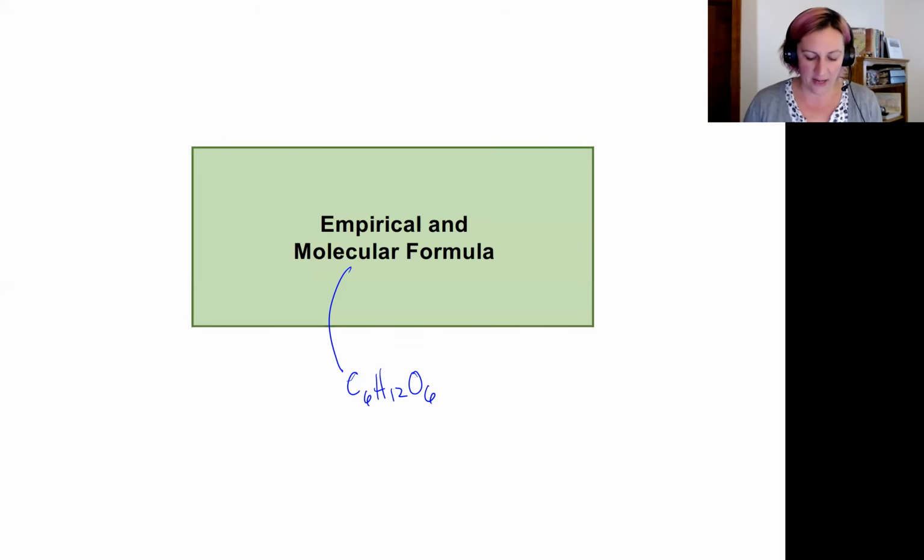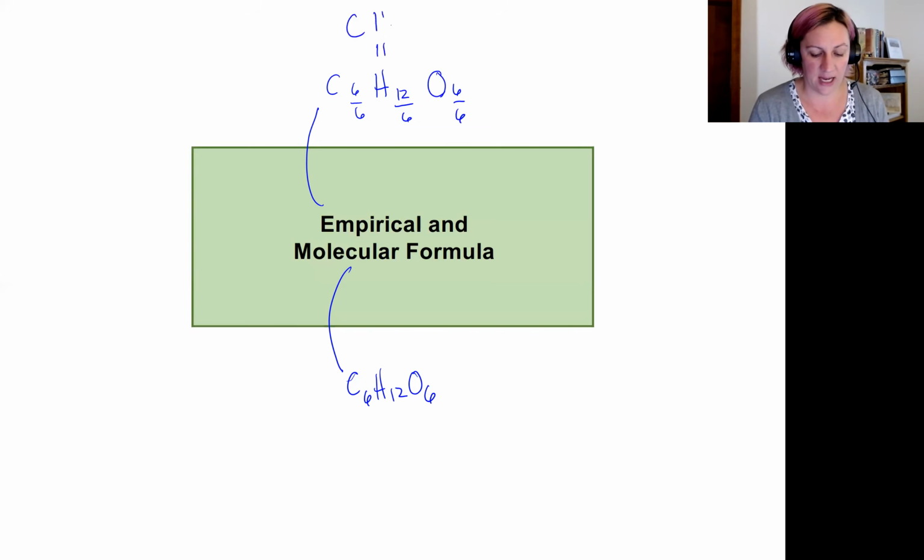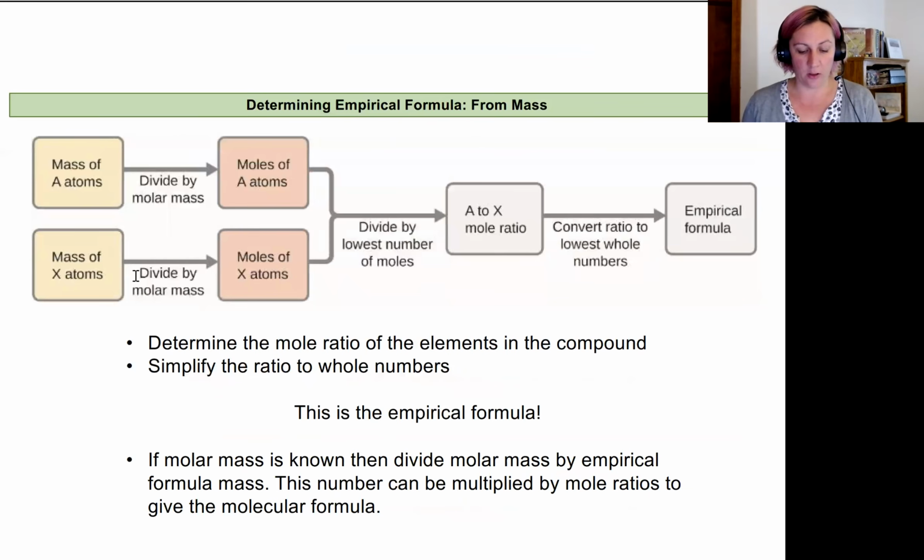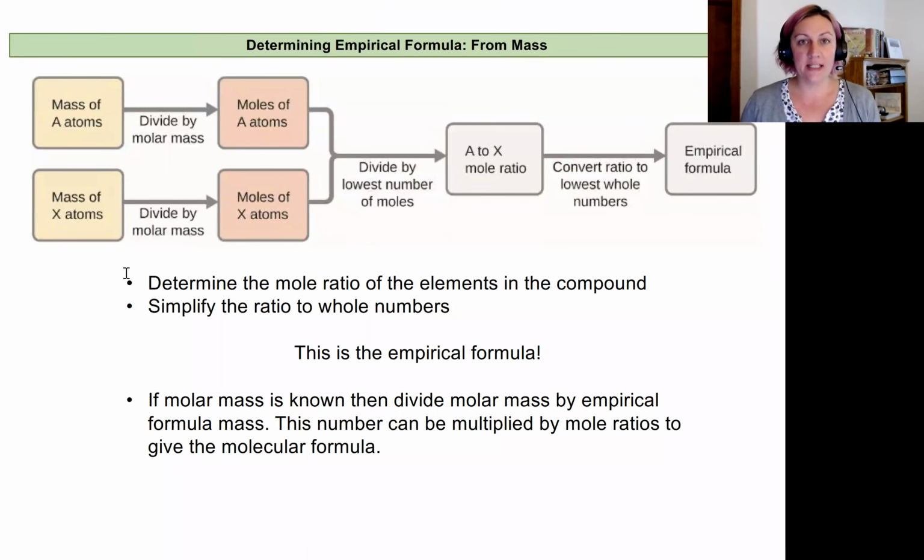So I would divide everything by the lowest number of atoms or lowest number of moles of one of the atoms. So that would look like C6 divided by 6, 6 being the smallest number, H12 divided by 6, and then oxygen 6 divided by 6, which would give us an empirical formula of CH2O. Really different, right? So we're going to first look at how to determine an empirical formula from mass, and then we're going to take a look at that process from percent composition.